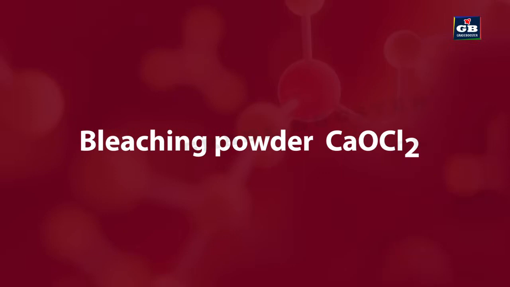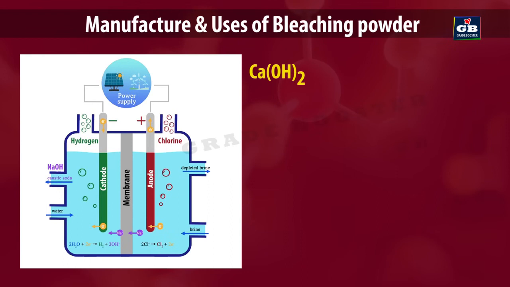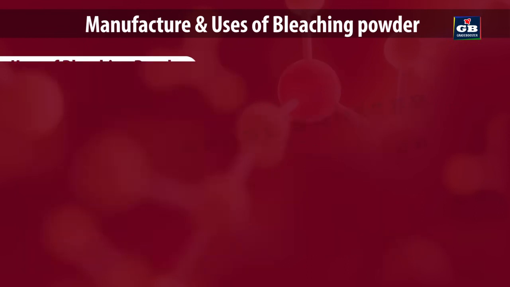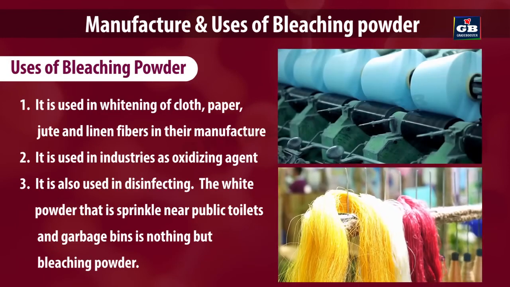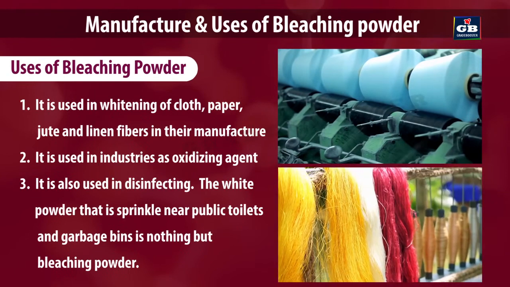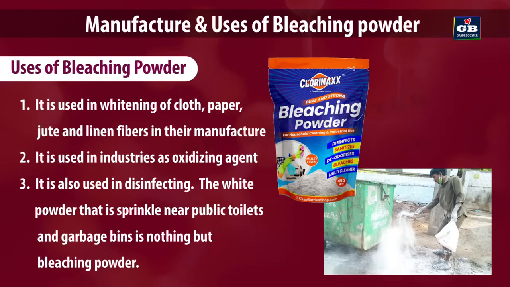Bleaching powder, CaOCl2. Manufacture of bleaching powder. Calcium hydroxide is treated with chlorine gas produced during the chloralkali process to prepare bleaching powder. Uses of bleaching powder. It is used in whitening of cloth, paper, jute and linen fibers in their manufacture. It is used in industries as an oxidizing agent. It is also used in disinfecting. The white powder that is sprinkled near public toilets and garbage bins is nothing but bleaching powder.